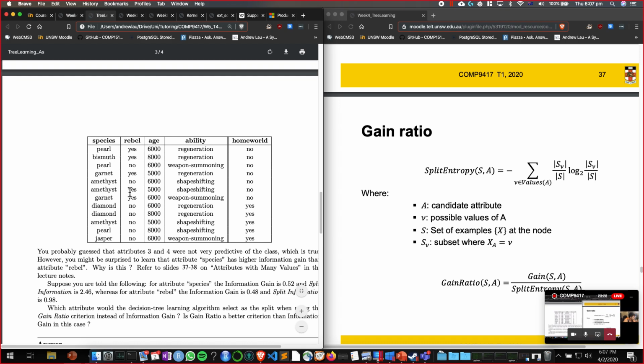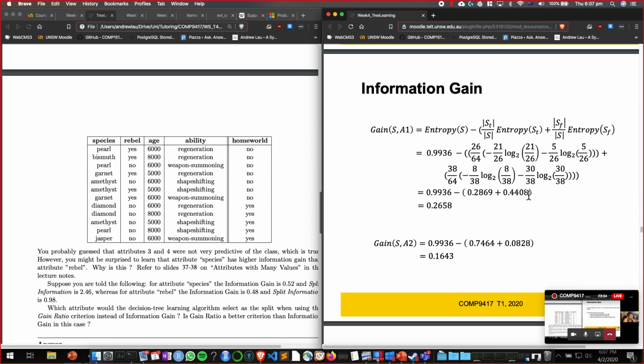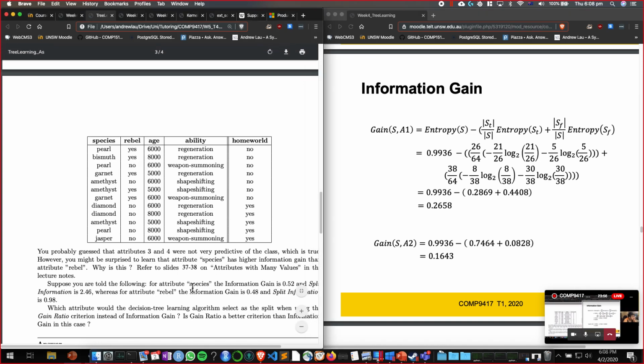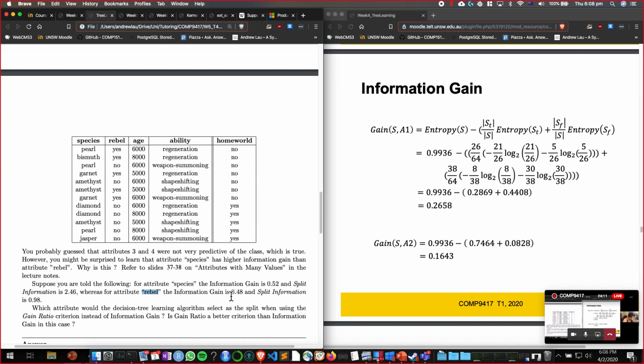species, this one, and rebel, and then just purely using the information gain, the formula of which is here. Remember, information gain, you can think of it as the weighted average decrease in impurity. So how much more pure it becomes, or how much less impure it becomes, right? Just purely based on that, we can see that it's 0.52 for species. So this one's giving a 0.52 information gain, and then rebel, this predictor, is giving a 0.48. So it's quite close.